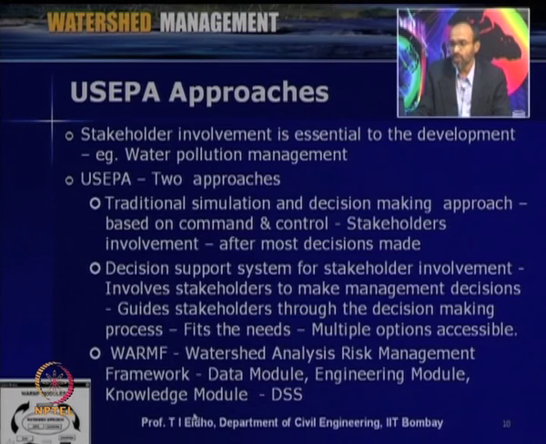Say for example, US EPA has developed a system called WARMF. That means Watershed Analysis Risk Management Framework. So, to deal with watershed management problems or water pollution problems, US EPA has developed this system. This system includes various modules like a data module, then an engineering module, then a knowledge module, and these modules interact together. So, that finally there will be a decision support system or so called DSS.